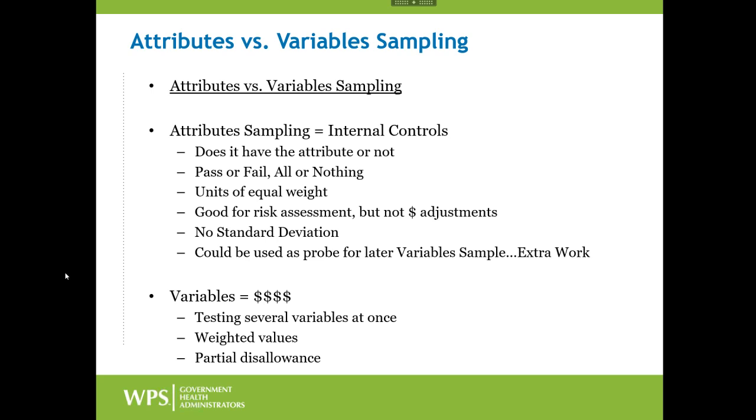And the idea here is that, for example, a bad debt that was reported at $5,000, maybe the real amount should have been $3,500. The overall unit is fine, it's just the amount is wrong. Attribute sampling would not allow a situation like that. Variable sampling, you can test a lot of different things about that unit, and maybe part of it's allowable, part of it's not. So they're weighted values, that's the key thing.